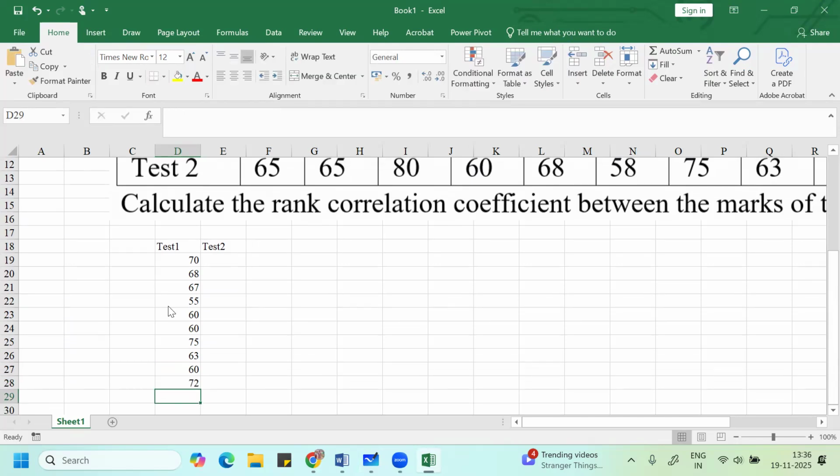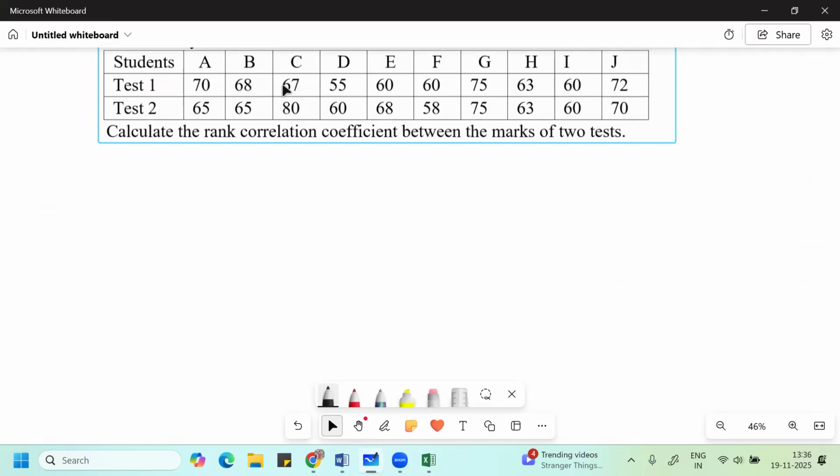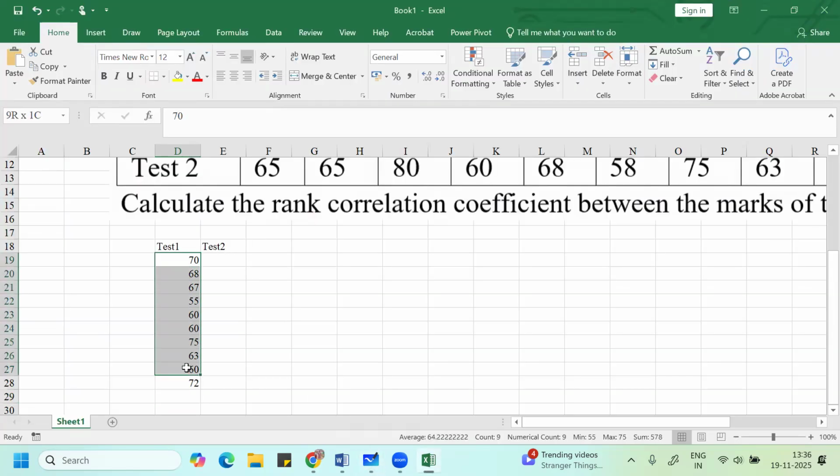72. How many values are there? 1, 2, 3, 4, 5, 6, 7, 8, 9, 10. Total 10 values should be there. Here, total how many values are there? Count, 10 values are there.